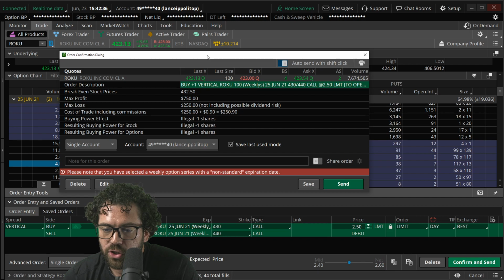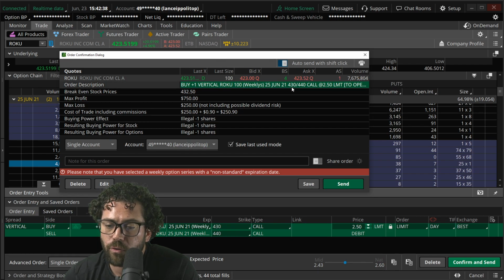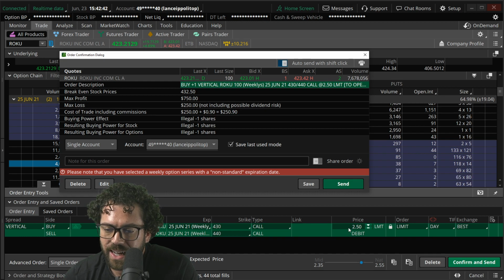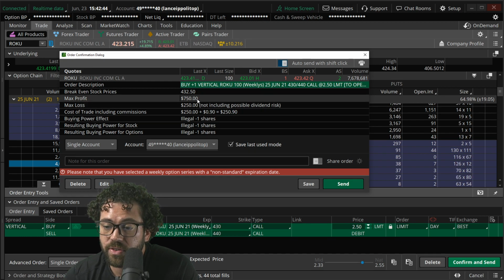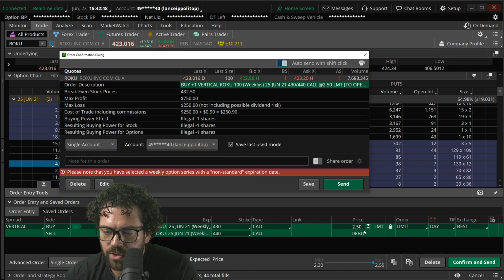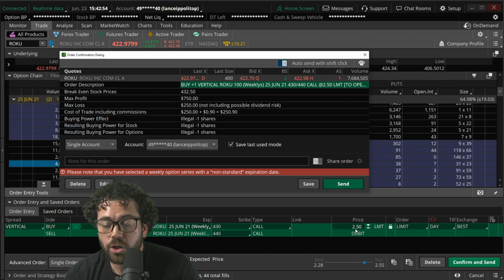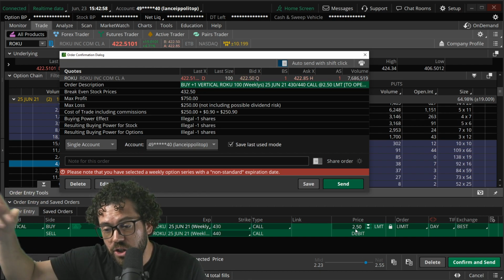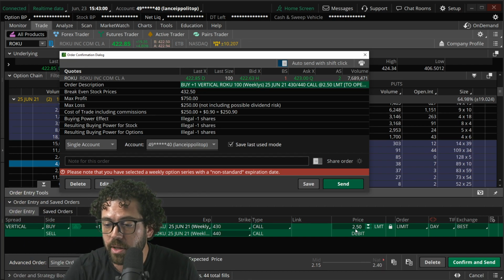My risk versus reward, if Roku is over 440 by this week's expiration, is I'm risking $250 to potentially make $750. Now, where's my break even? Well, I bought the 430 calls. I paid $250 debit for the spread, so that would be $432.50 is my break even on this trade. So, as you can see, the further out of the money you go with your call spreads, the cheaper you're going to pay, but the less probability you have.